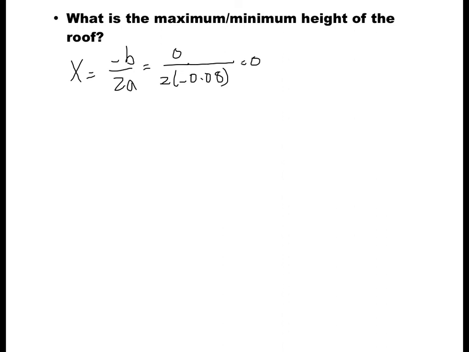Now to find the y coordinate, I'm going to substitute this back in the equation, and I'm going to get y equals negative 0.08 times 0 squared plus 3.5, which is equal to 3.5 meters. This means the maximum height, or optimum value of the equation, is 3.5 meters.